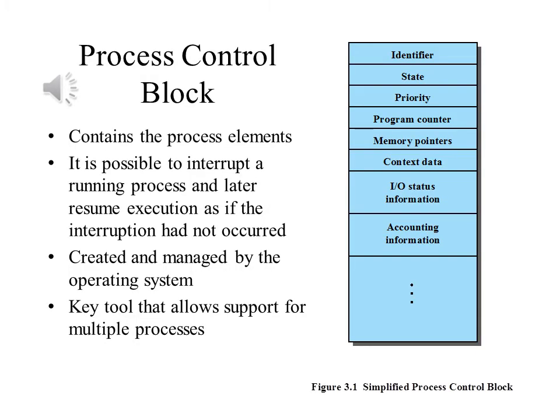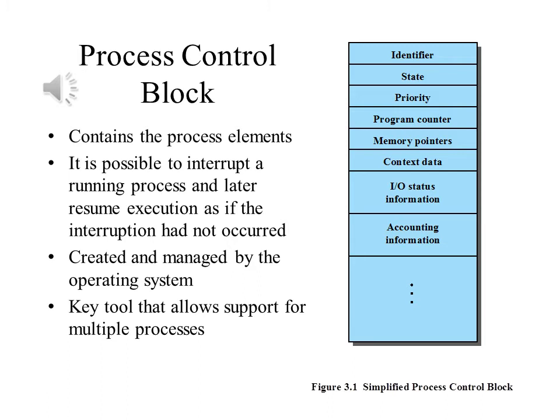The information in the preceding list is stored in a data structure, most commonly called a process control block, that is created and managed by the operating system. The significant point about the process control block is that it contains enough information so that it is able to interrupt a running process and later resume execution as if the interruption had not occurred.